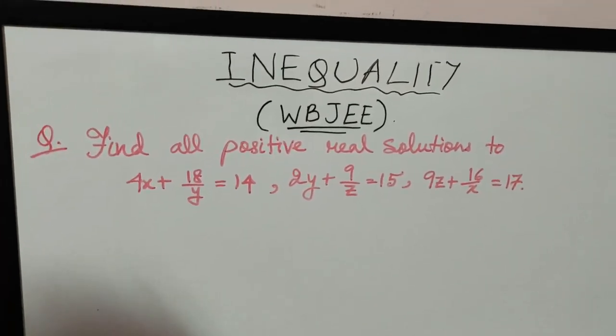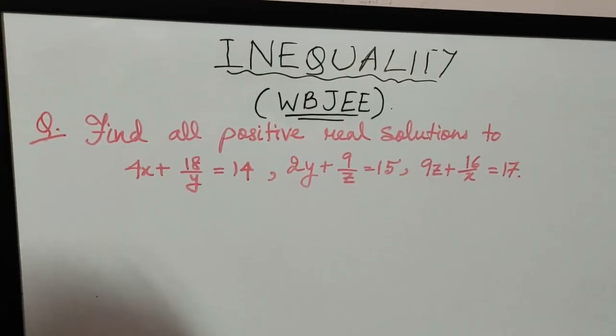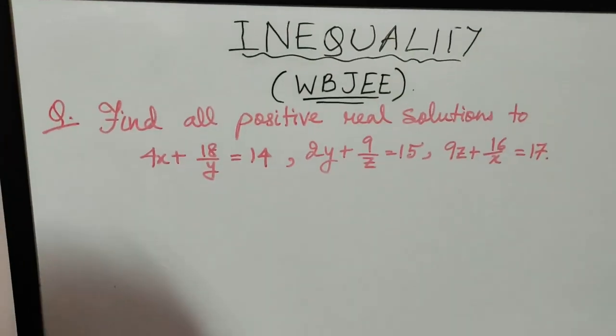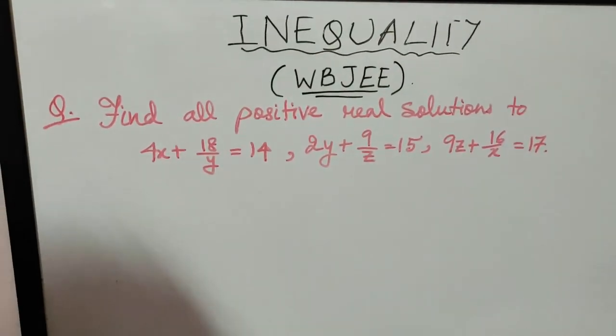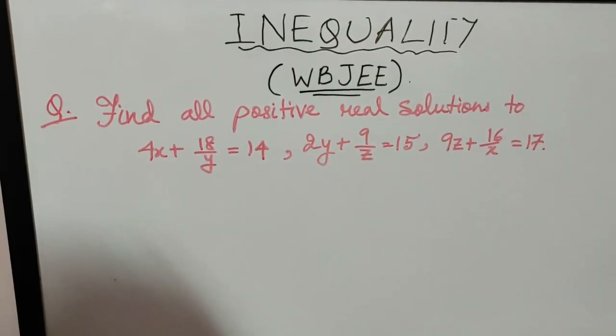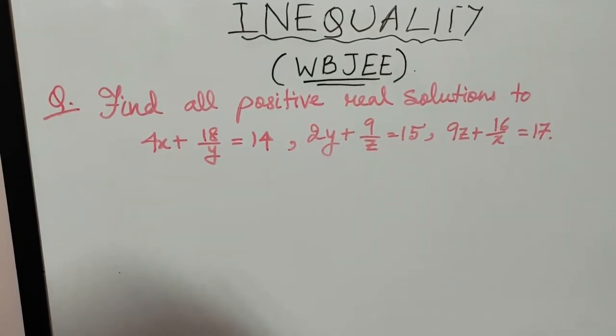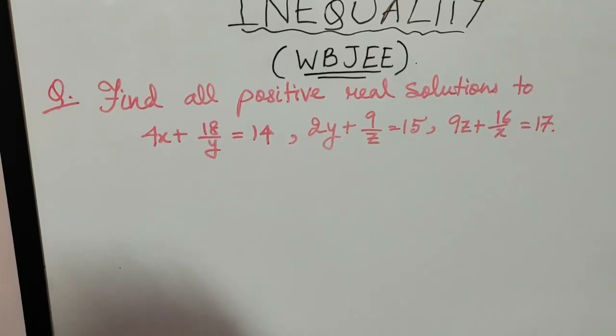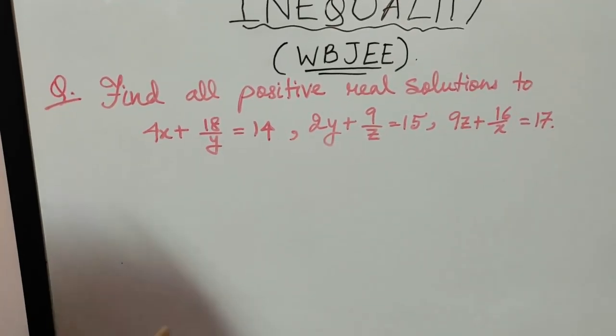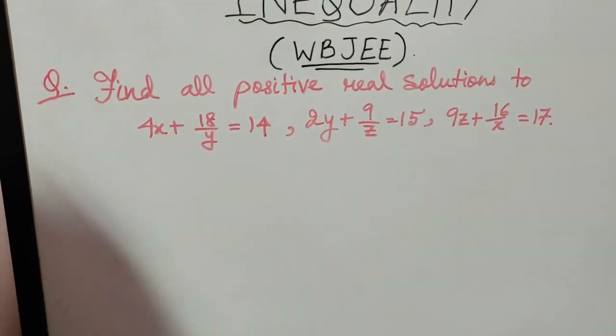Now we move on to the next question. We have to find all positive real solutions to this system of equations. This looks a bit scary, right? But it can be solved very easily using the AM-GM-HM inequality. So first what we do is add all these three equations.